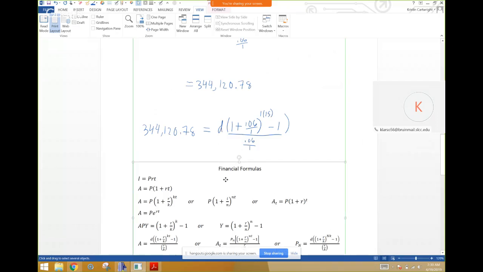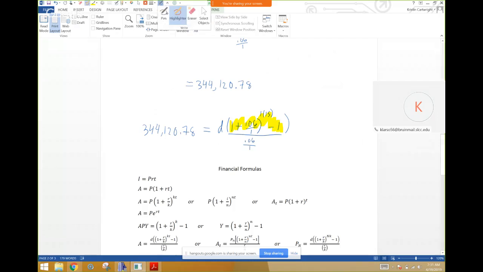And that's kind of tricky when you're typing that in your calculator, so let me just walk you through what I would do here. I would figure out what this number is first as a decimal. So let's see, 1.06 raised to the 15 power minus 1. So this number here, as a decimal, is 1.39.